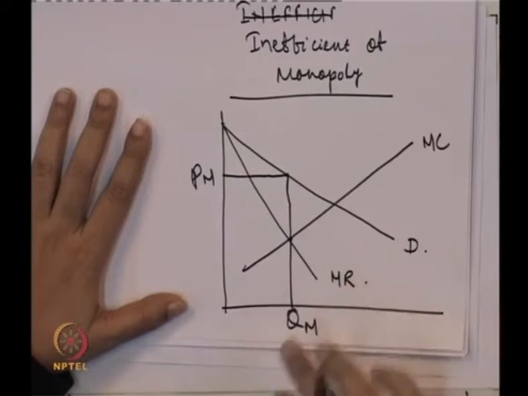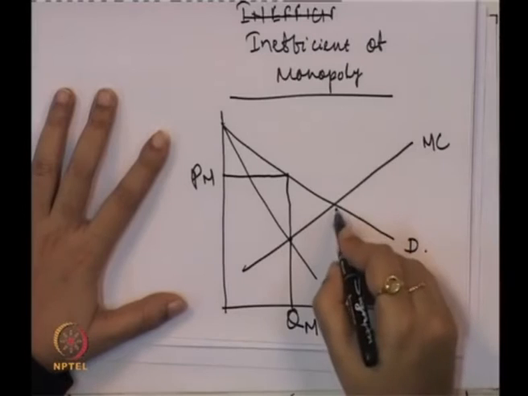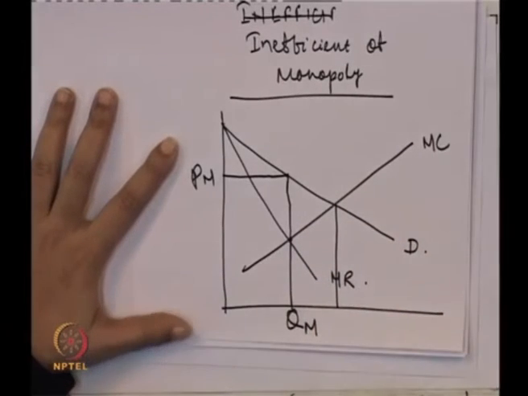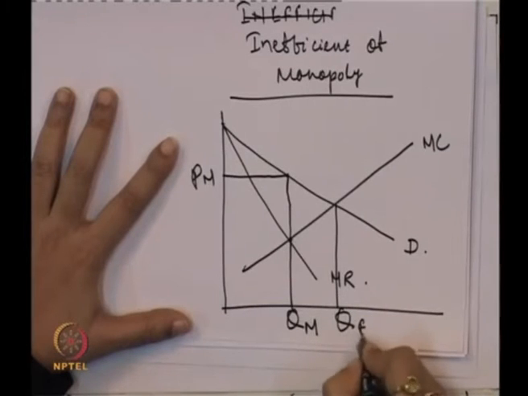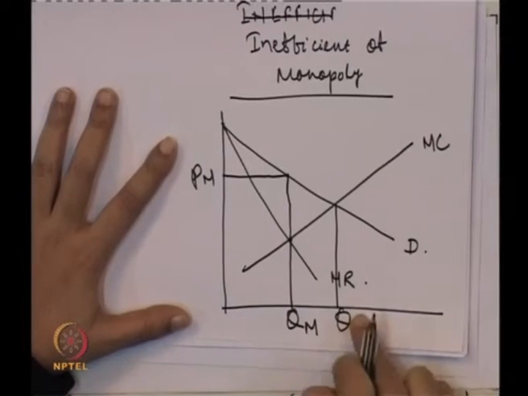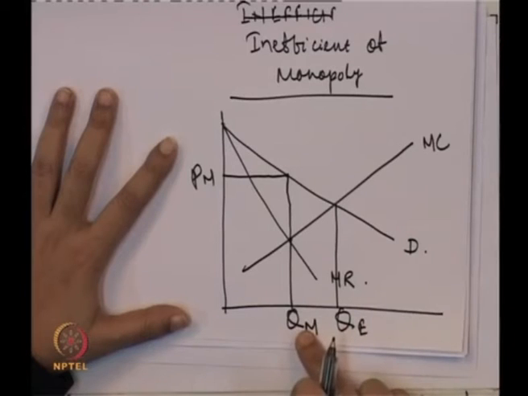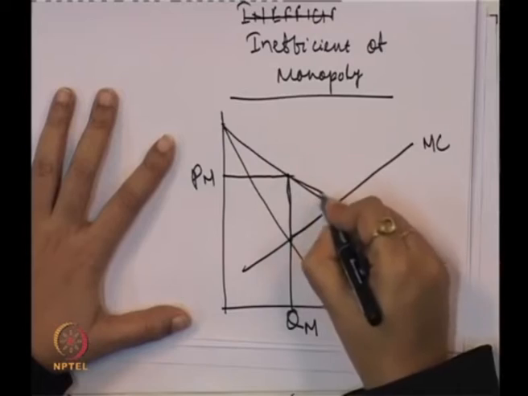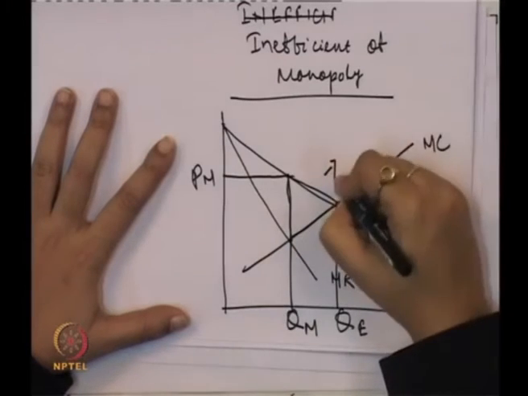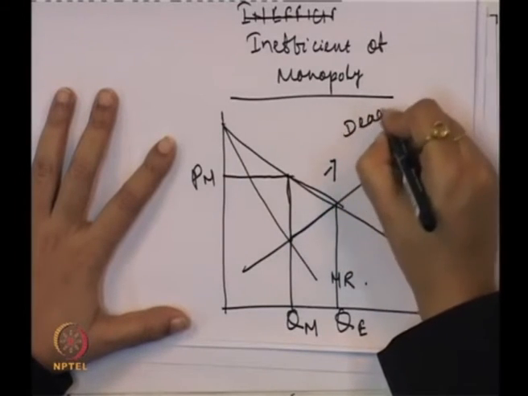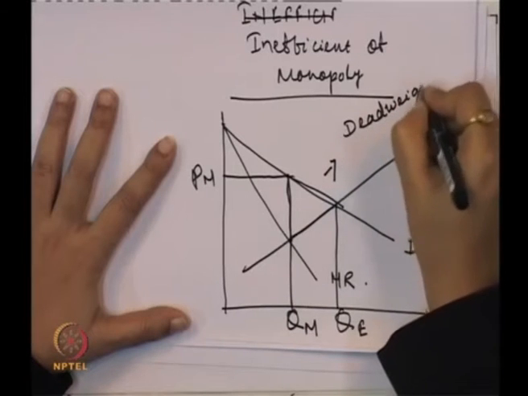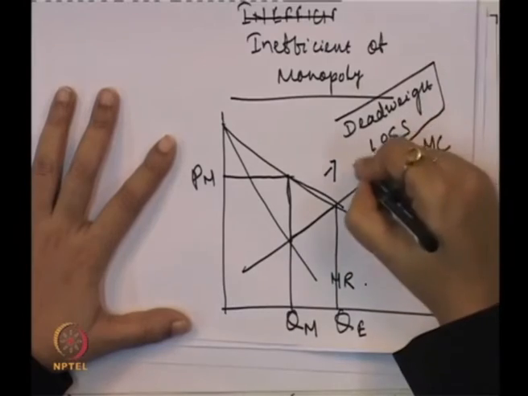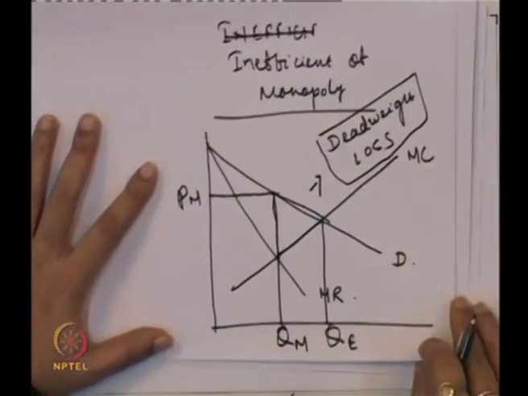Now, what is the efficient quantity? Efficient quantity is ideally corresponding to the demand curve and the marginal cost curve. So, this is the efficient quantity, this is the monopoly quantity. The difference between the monopoly quantity and the efficient quantity is generally known as the deadweight loss, and this is the cost to the society in the form of the deadweight loss.